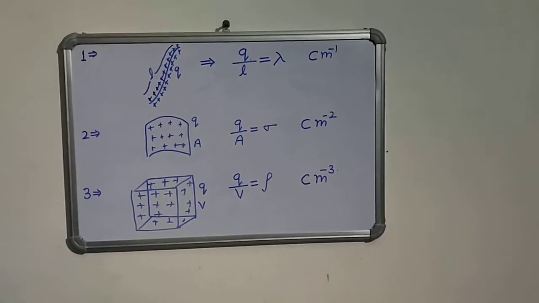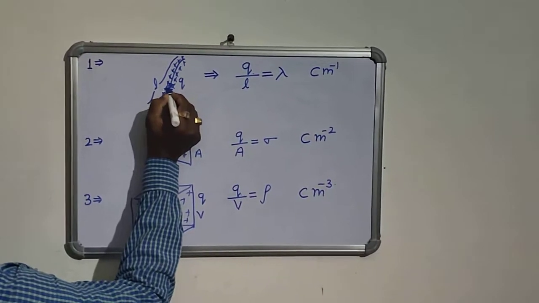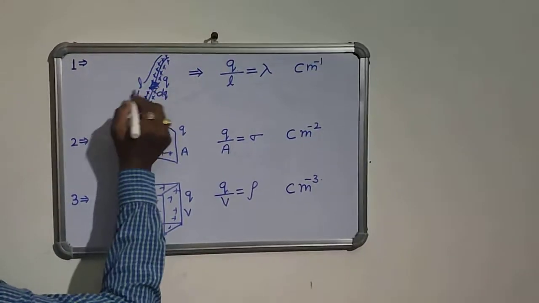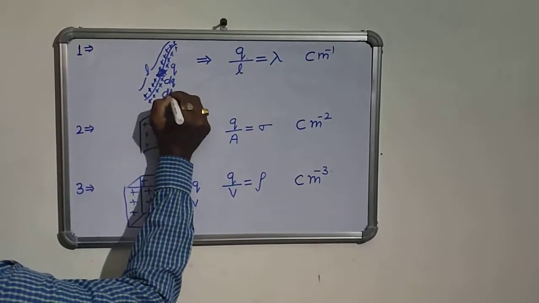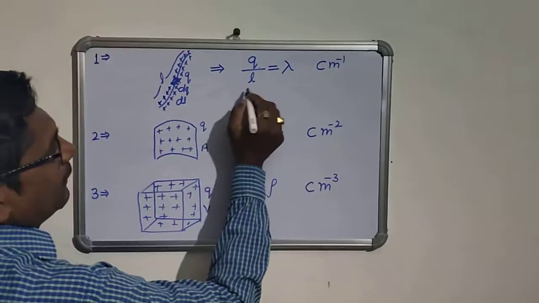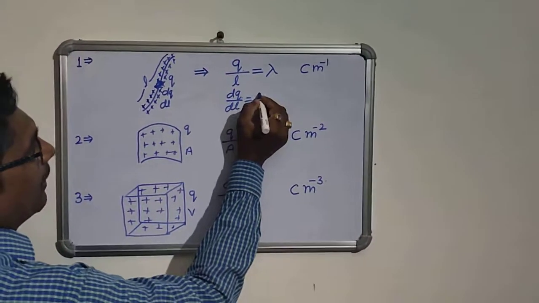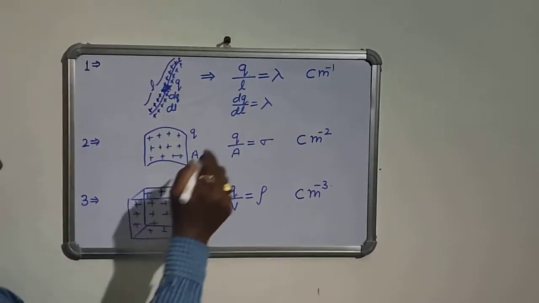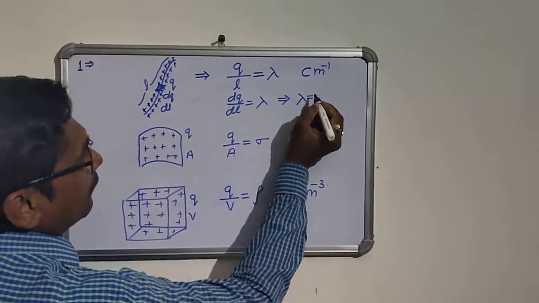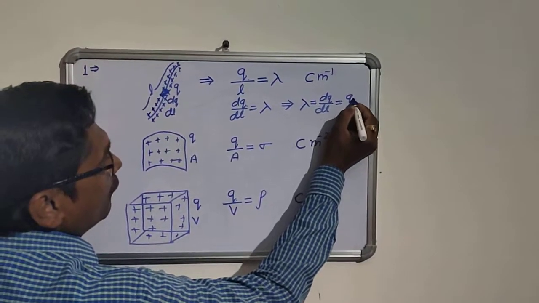And suppose a small segment of the wire has charge dq and the length of the small segment is dl. If the charge distribution is uniform, this can be represented by dq by dl equals lambda. Now we can say for uniform distribution of charge, lambda is equal to dq by dl, or it is also equal to q by l.